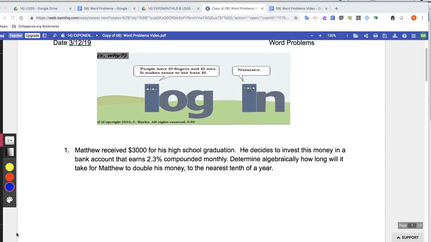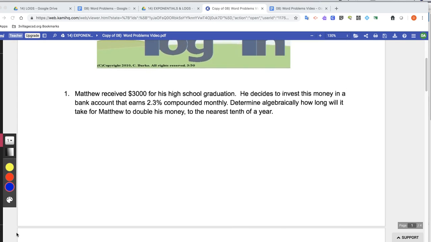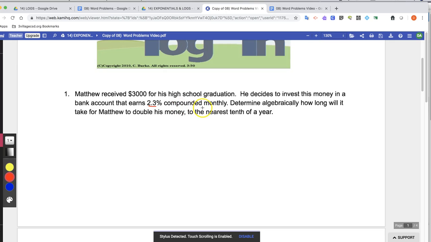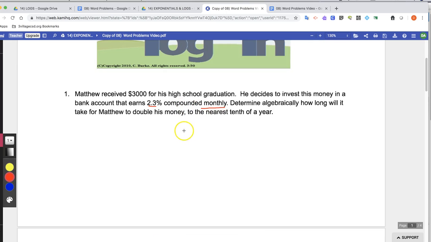So if we take a look at the first example here, we see that Matthew received $3,000 for his high school graduation. He decides to invest this money in a bank account that earns 2.3% compounded monthly. And we have to determine algebraically how long it will take for Matthew to double his money to the nearest tenth of a year.